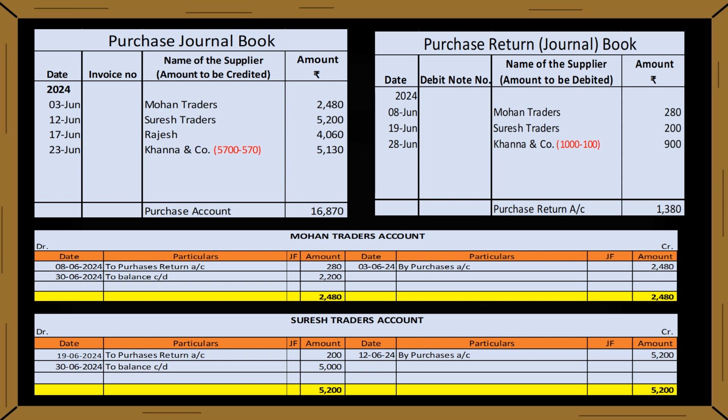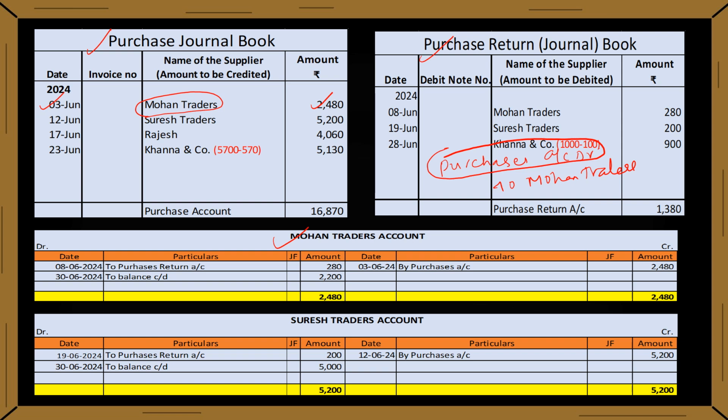We have done the posting of ledger accounts from the sales journal book and sales return journal book. The next step is to take the purchase journal book and purchase return journal book. Okay. So the first transaction in the purchase journal book is on 3rd June, Mohan Traders 2,480. So we open Mohan Traders account. What is the journal entry for credit purchases from Mohan Traders? The journal entry is purchases account debit to Mohan Traders. Right. So in the journal entry we have debited purchases account.